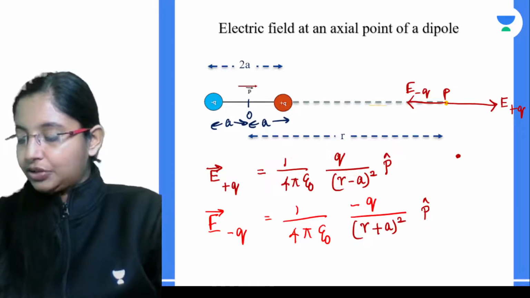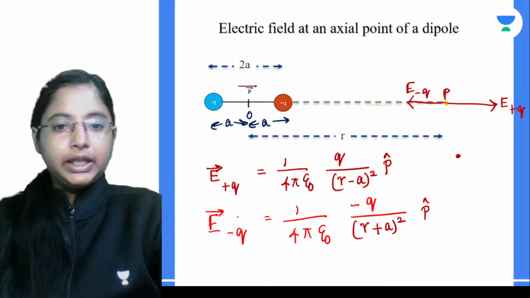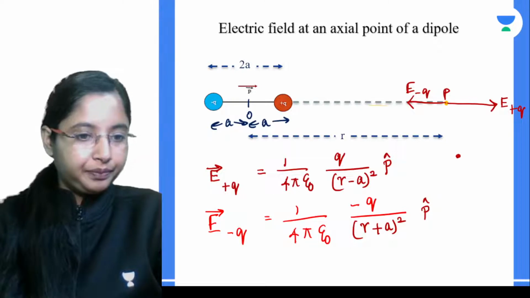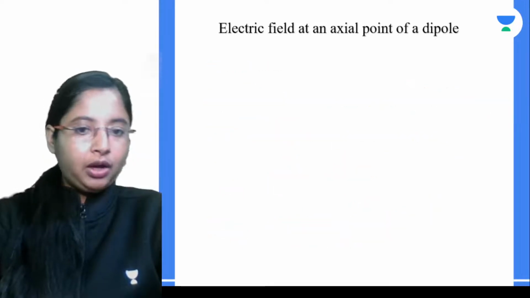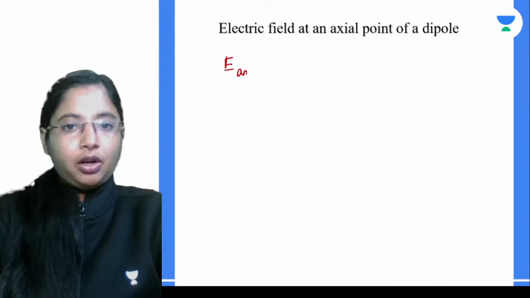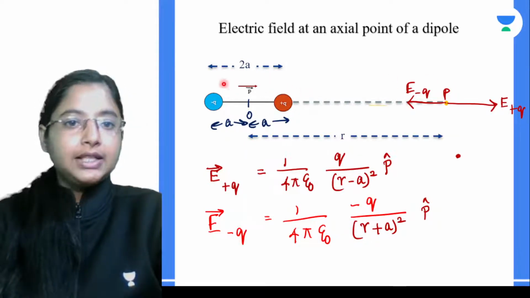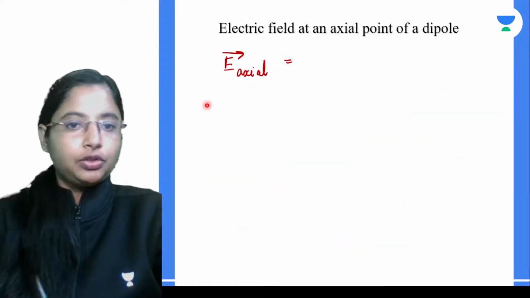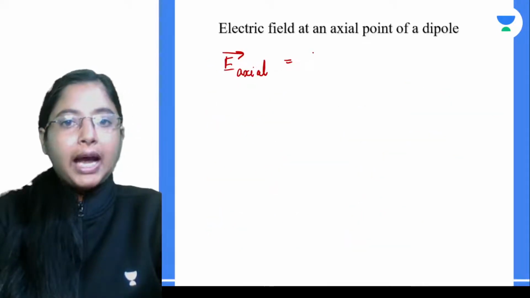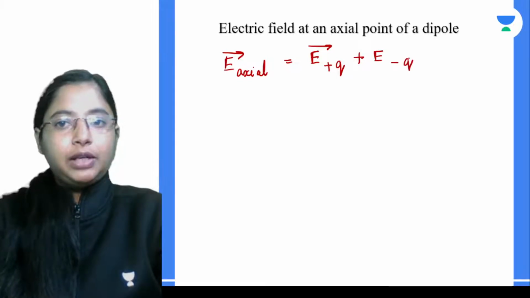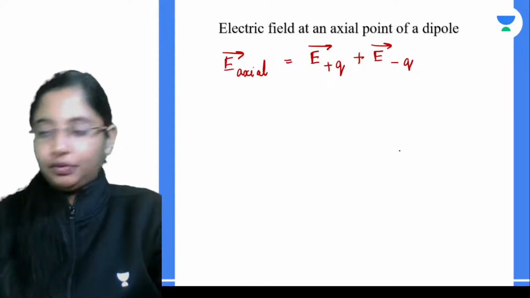Now, we want to find the electric field along the axial line. The electric field at this particular point is because of this positive charge as well as this negative charge. So according to the superposition principle, we add both: the electric field because of the positive charge and the electric field because of the negative charge. The axial field is because of these two charges.